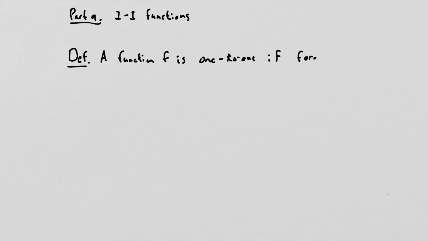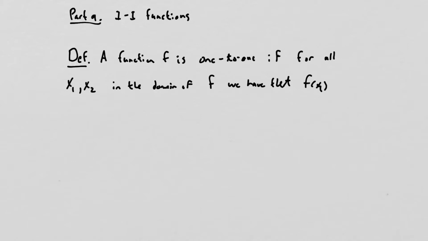We just saw the idea of a one-to-one function expressed using functions with a finite number of elements. Let's go ahead and look at the general definition. We say a function f is one-to-one if for all x1 and x2 in the domain of f, we have that f of x1 is equal to f of x2 implies that x1 is equal to x2.